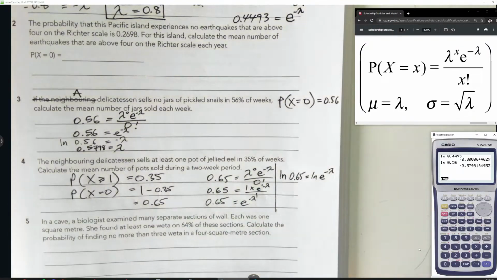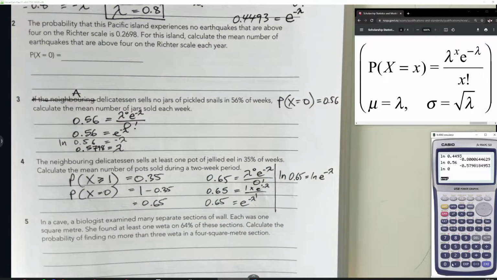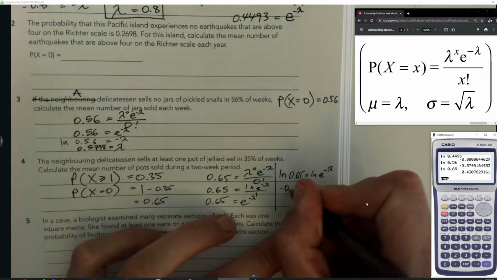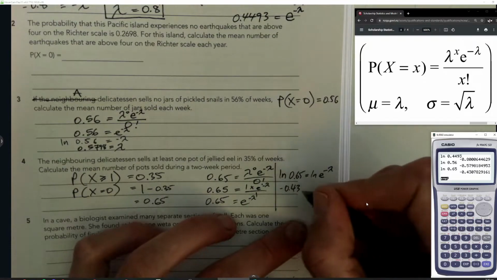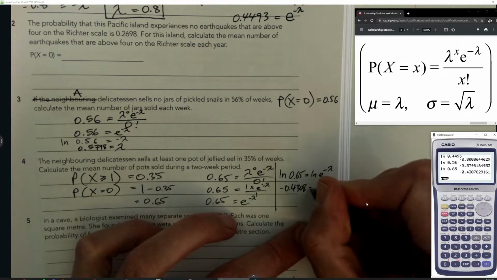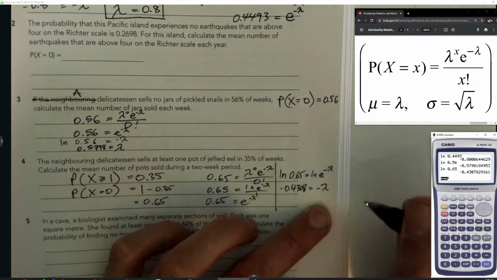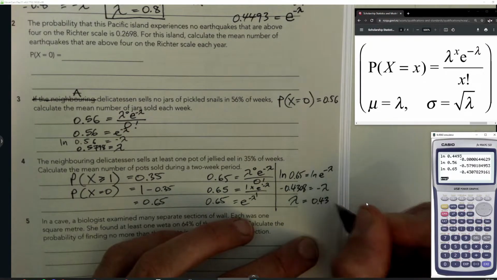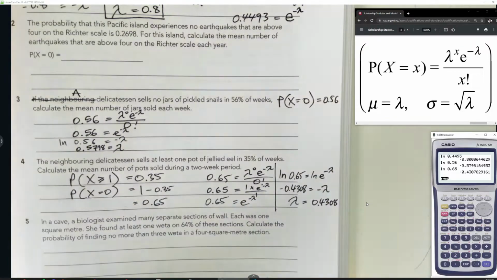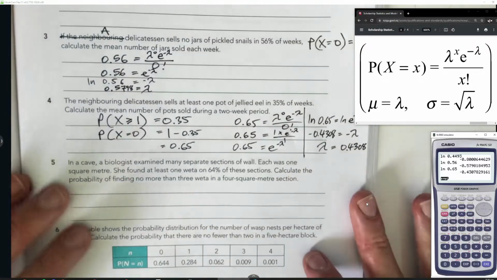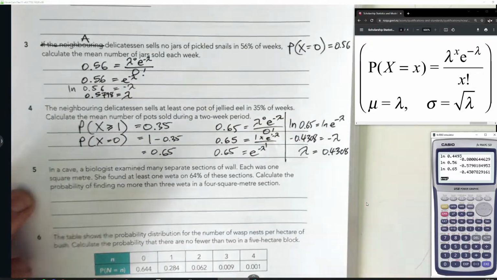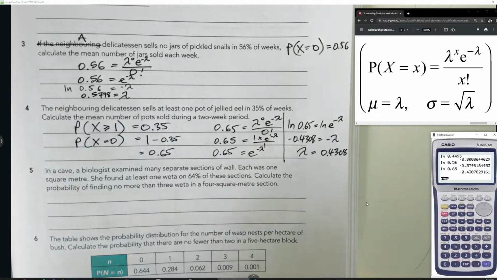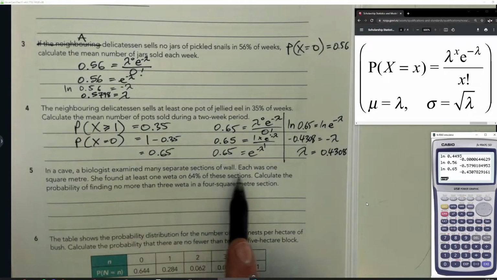So then ln of 0.65, let's do that. So negative 0.4308 is equal to negative lambda. So lambda is equal to 0.4308. That's how you do excellence questions, Poisson. Let's see if there's anything else worth knowing. In a cave, a biologist examines many species.